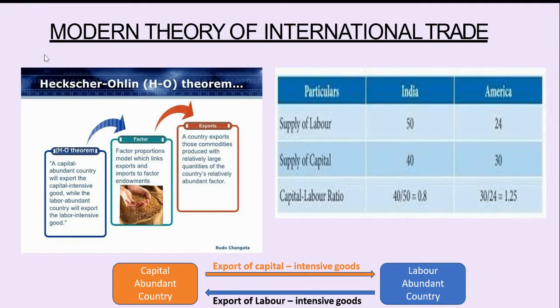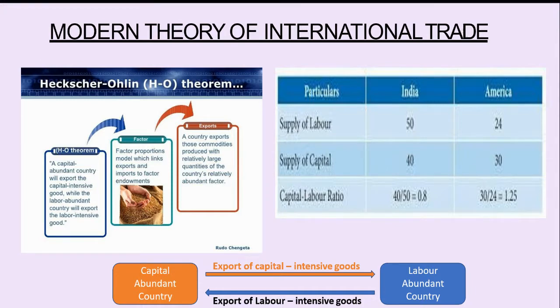Modern theory of international trade. We have already seen the classical theory of international trade. We saw Adam Smith's absolute cost advantage theory, and then we saw Ricardo's comparative cost advantage theory. So already we have seen two theories: Adam Smith's theory of absolute cost advantage and Ricardo's theory of comparative cost advantage. Now let us see the modern theory of international trade.